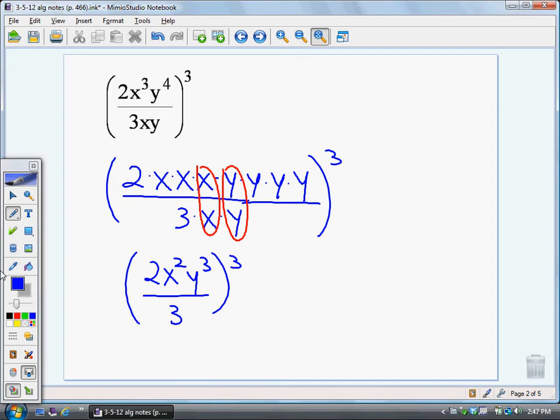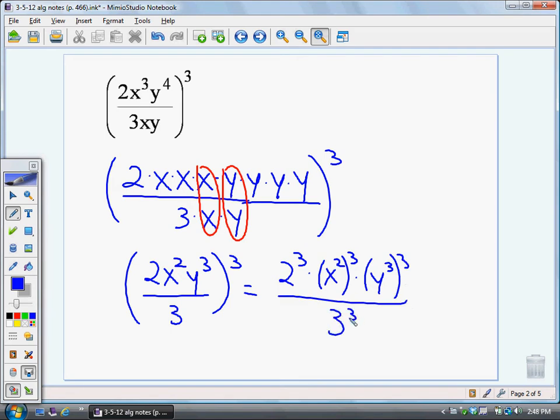And so now, since my base, 2x squared y to the 3rd, over 3, is all to the 3rd power, I would have 3 of these bases all multiplied together, which one way you can do is take 2 to the 3rd, then x squared to the 3rd, then y to the 3rd, to the 3rd, and that would all be over 3 to the 3rd. I have a lot of room there, but 2 to the 3rd is 8.